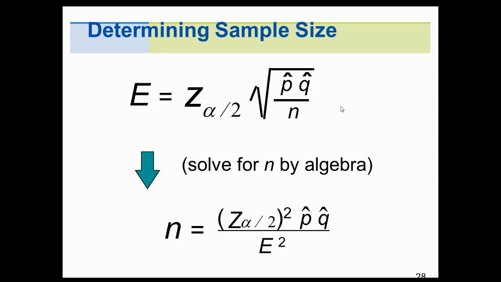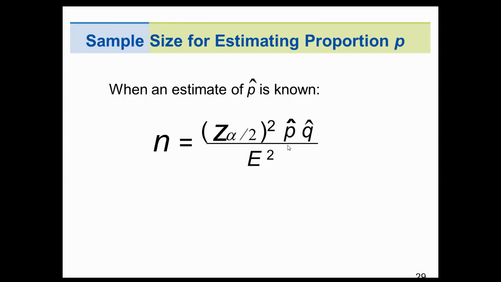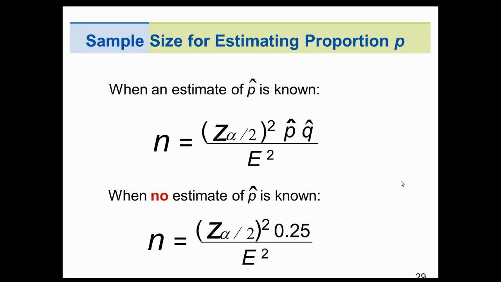Now, the algebra is not a big deal, but there's no need of proving this. Taking this formula, solving for n, this is what we come up with. Once again, you need to have this formula. In fact, there's going to be two of them. Sometimes p hat is known, and if p hat is known, this is the formula you're going to use. When no estimate of p hat is known, in other words, p hat is not given to you.